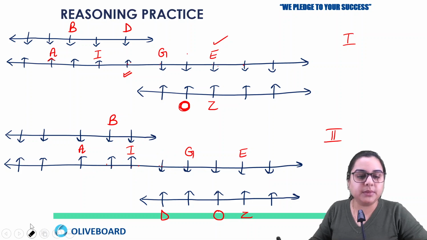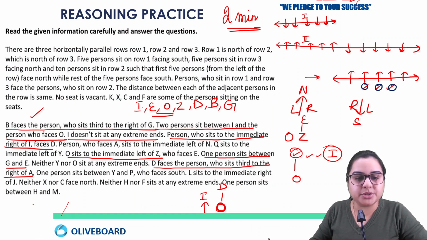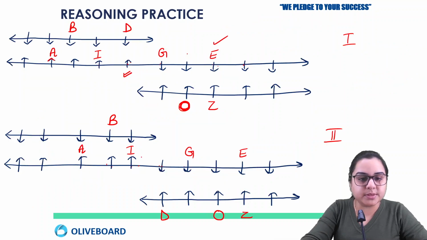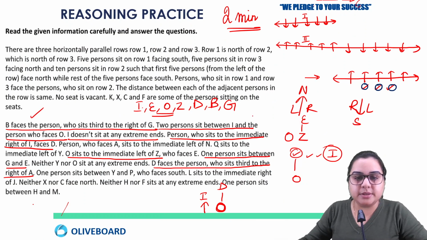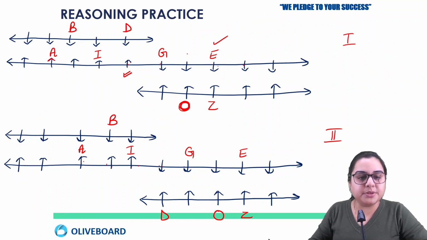Okay. Right. So now let's move on to any other information. What was that? A. So we have solved A. Okay, so here we have this line about A, that the person who faces A sits to the immediate left of N. So the person who faces A, this person sits immediate left of N.